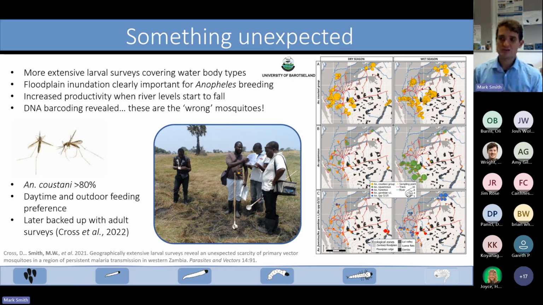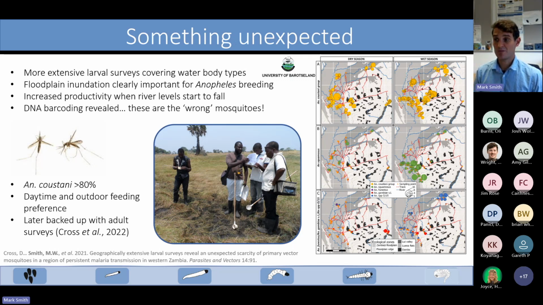And we worked with the University of Barotseland. We sort of trained up large teams to go and do these larval samples. And so we got a really good geographically distributed map of where the productive breeding sites were. Now, each row of that is a different type of mosquito. And what we would expect is that the reds and the purples of Anopheles funestus and gambiae would dominate that picture. But as you can see, it's the yellows and the greens dominating.